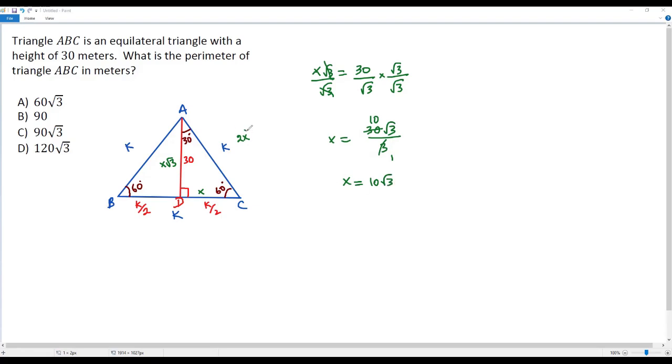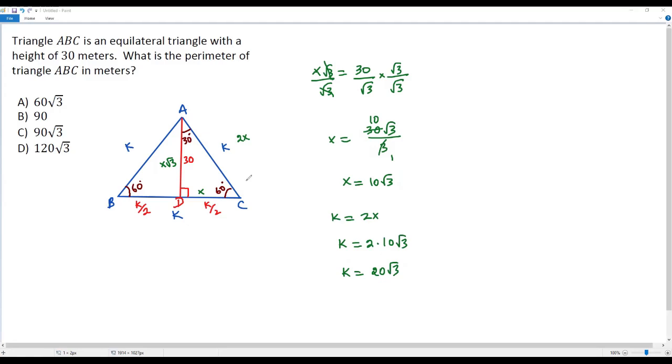And we got 2X as the length of the side AC. And already we know that this K represents the length of the side AC. So this K and 2X, both of them represent the same thing, that is the length of AC. So we have K equals 2X. Okay, K equals 2 times the value of X, which is 10 times square root of 3. That is 2 times 10 times square root of 3. Okay, we get K equals 2 times 10 times square root of 3, which is 20 square root of 3.